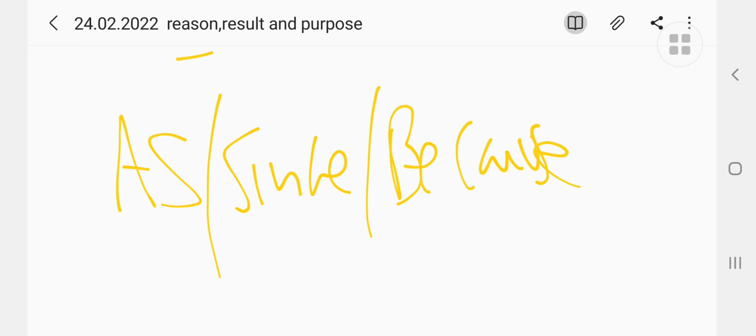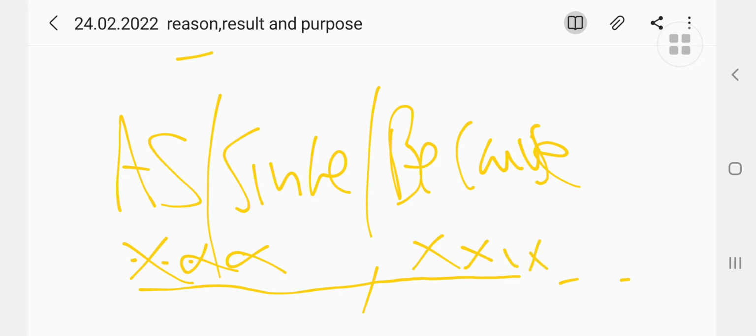As, since, and because introduce the reason for an action or situation, and they can go at the beginning or in the middle of a sentence. We don't usually put a comma when they come in the middle, and we don't put them in the final part of the sentence. So, the first part or the middle part, but not the final part.